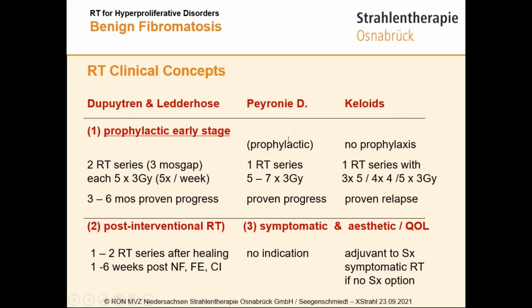In Peyronie's disease, prophylactic radiotherapy is rare. It's only indicated for early cases. Usually, only 1 RT series is given, 5 to 7 times 3 gray. Again, the indication should only be given if a proven progress of a certain period of time has been addressed. Keloids cannot be treated prophylactically. However, they are treated post-operatively after resection of keloids which have not responded to surgery or other local measures alone.